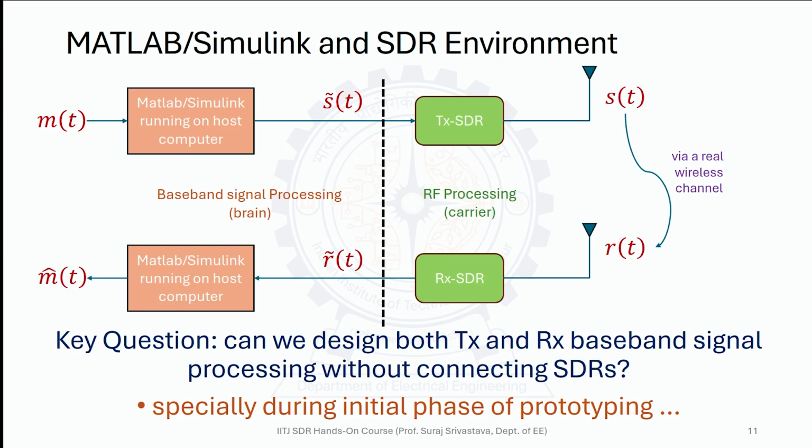So this is the role of the right side, the RF processing of this block. Now a very important question arises here. Can we design both TX and RX baseband signal processing part, which is on the left side of this dotted line, without connecting with the SDRs?